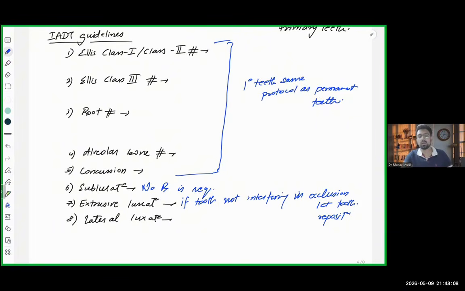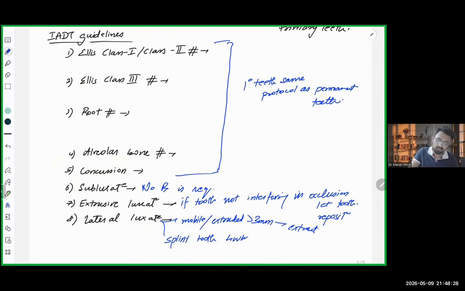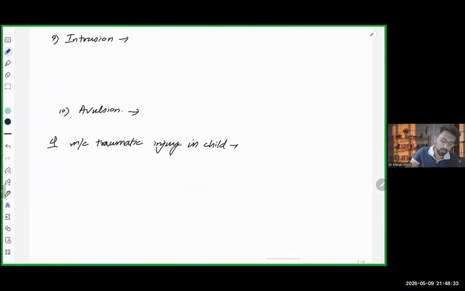Then if a primary tooth comes with lateral luxation, what will we do? If the tooth is mobile or extruded more than 3 mm, we will extract the tooth. Or otherwise, we can splint the tooth for 4 weeks. Then we come to intrusion. For a primary tooth, we will allow spontaneous repositioning.